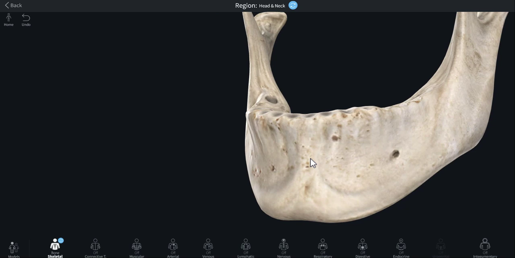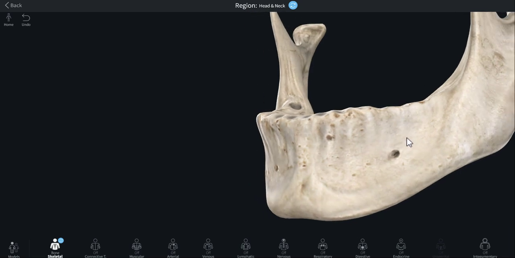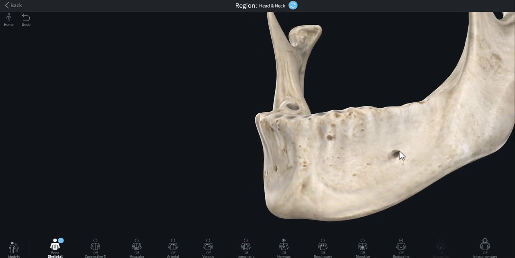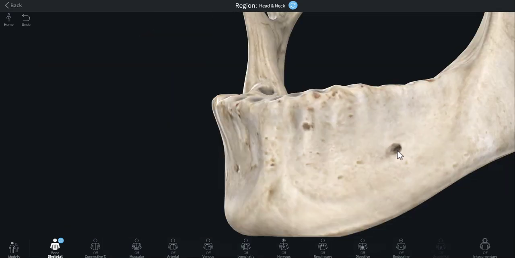All right, the next very important structure, which you yourself can make out even in this app, is this thing here. Can you make out this hole here? Yes, it's a hole. It's a foramen.